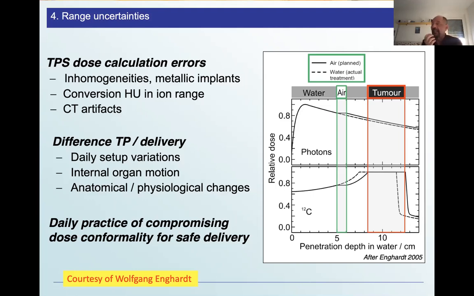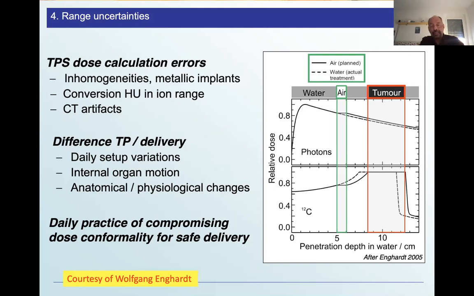Certainly, one is the daily setup variations, the fixation of the patient, internal motion, the organ motion, anatomical, physiological changes, for example, the shrinking of the tumor on one side, or whether the bowel is full or empty. And also the dose calculation errors in the treatment planning system, in the TPS. This can be due to inhomogeneities and metallic implants that are not considered in the treatment planning, or CT artifacts. One main reason is the conversion of Hounsfield units in ion range.